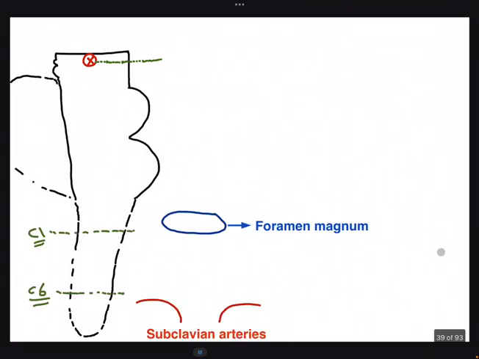So we will discuss briefly the subclavian arteries. We have two subclavian arteries, the right subclavian artery and the left subclavian artery, and this is the foramen magnum which separates the brainstem from the spinal cord, and this level of the spinal cord from C6 up to C1.